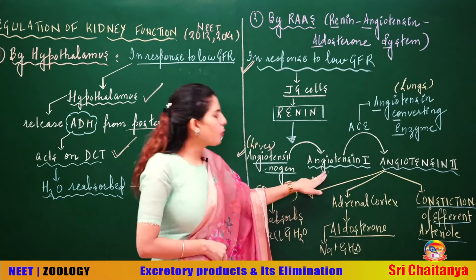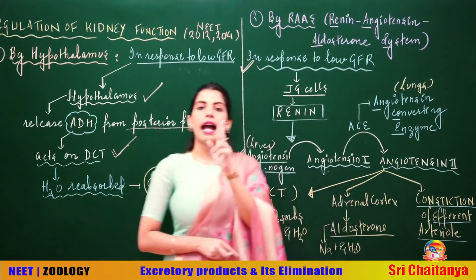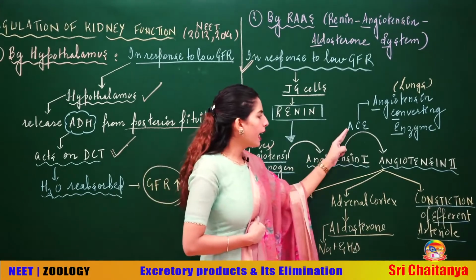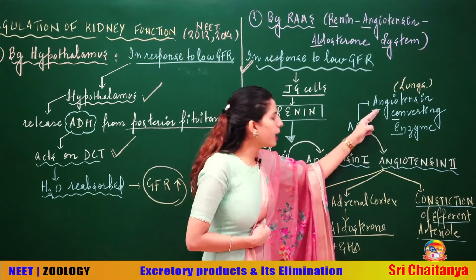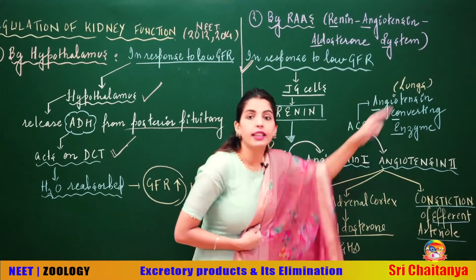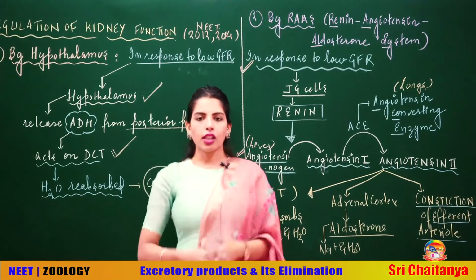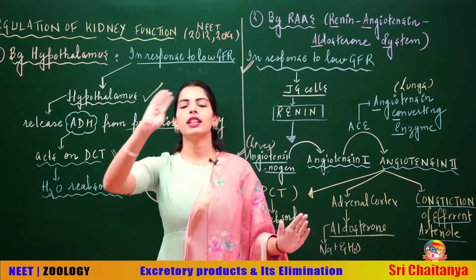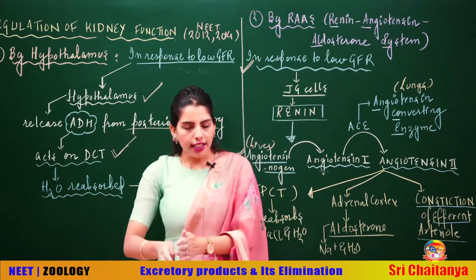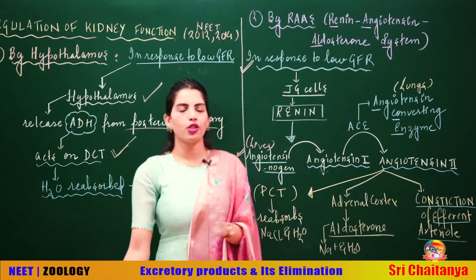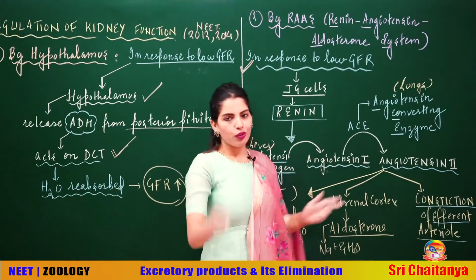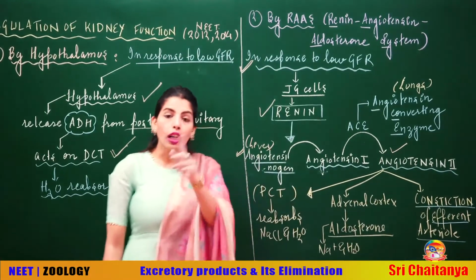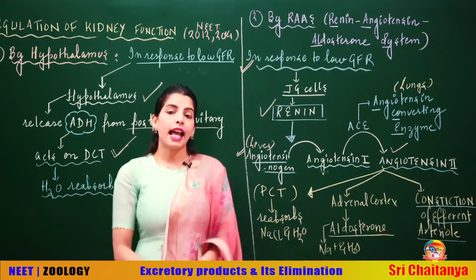This angiotensin 1 is getting further converted into angiotensin 2, and this conversion is under the presence of the enzyme ACE, which is angiotensin converting enzyme, in the lungs. Got it? So GFR was low, renin is produced by the JG cells, converting the angiotensinogen into angiotensin 1. The angiotensin 1 is getting converted into angiotensin 2 in response to ACE. So we saw the involvement of two things, that is renin and angiotensin. Now all the functions will be performed by this angiotensin 2.